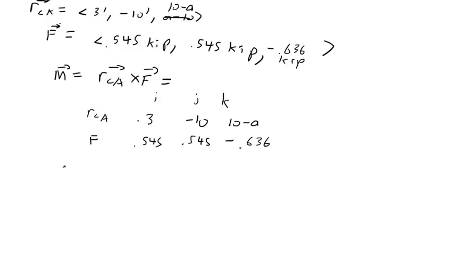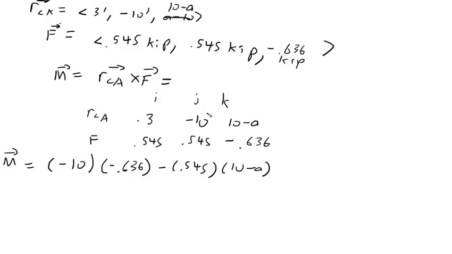So after this, we just do the cross product. So this is going to be equal to, let's just do the whole thing because I'm afraid that will just confuse people if I do it the other way. So I'm going to do negative 10 times negative 0.636 minus 0.545 times 10 minus A. Okay, and all this is in the i.